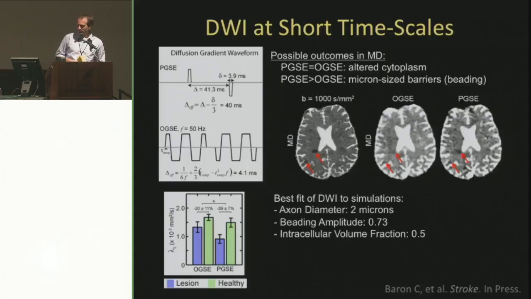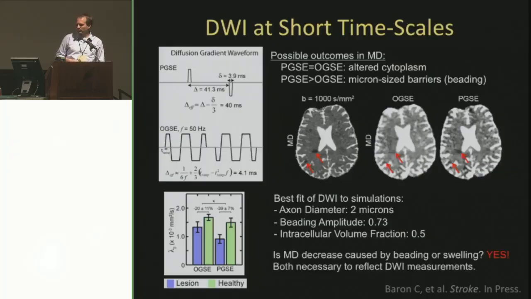And so what we did is perform, again, these same simulations, but across a wide sampling of axon diameters of beading, as well as intracellular volume fractions, and compared that data to identify where the human data best fit the simulation data. And so the answer is mean diffusivity. Is the decrease caused by beading or swelling? Yes. Unfortunately, it's likely to be both. But both were necessary to accurately mimic the DDLEI measurements using the simulations.